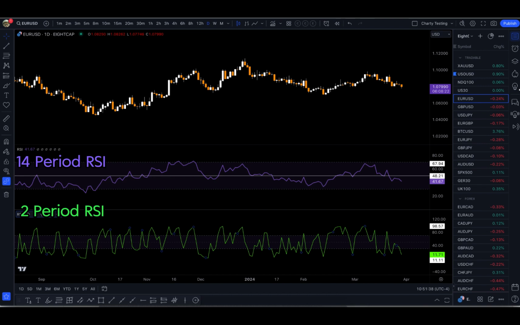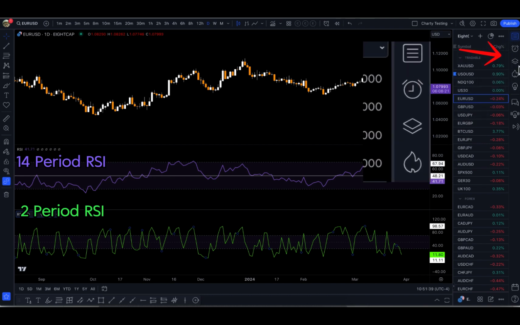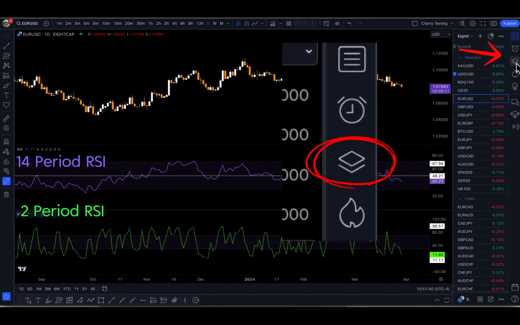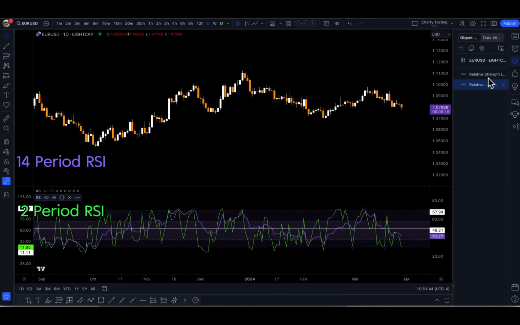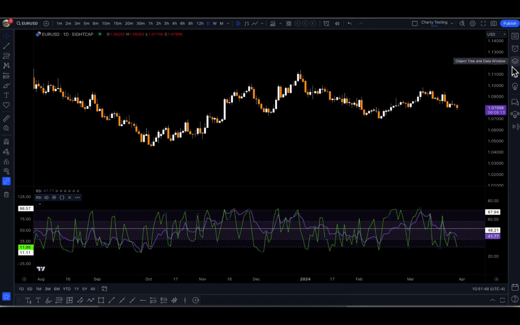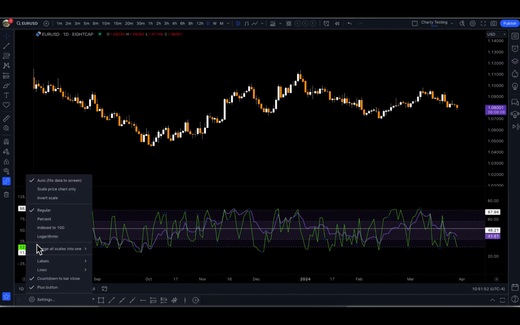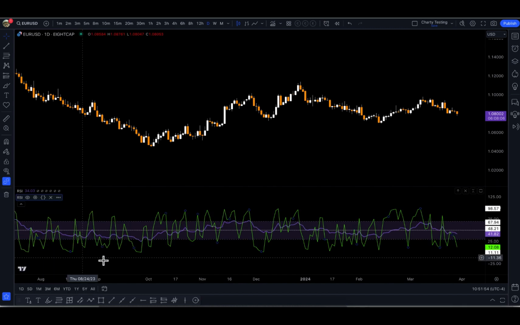Now we have to combine them. To do that, open the object window with this icon here, then slide the lower RSI on top of the higher one. It'll look like this. At this point, you're almost done, but you need to merge the scales in order to make it work. So right-click on the left side scale, click Merge Scales into One on the right, and it's done. Don't forget this step and you'll be ready to go.